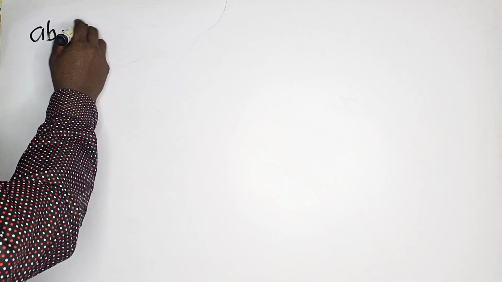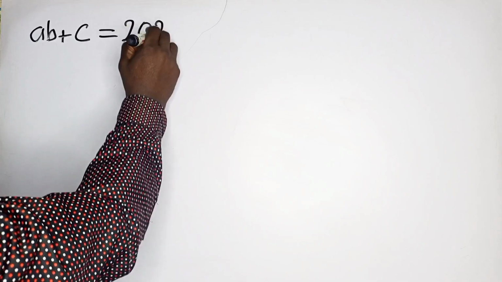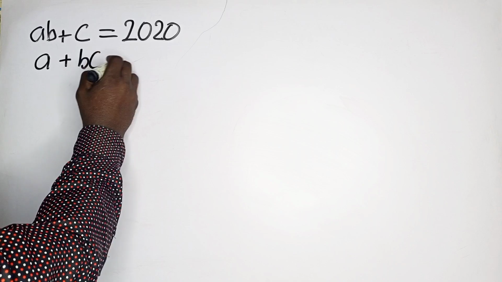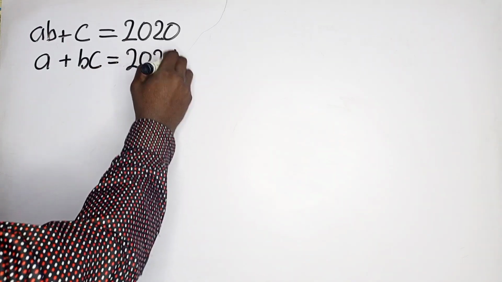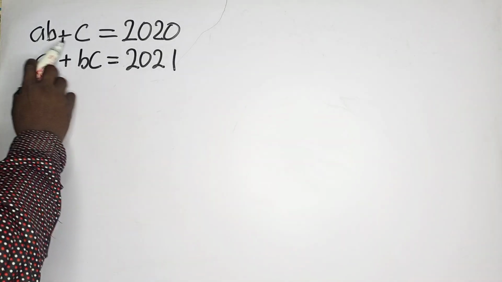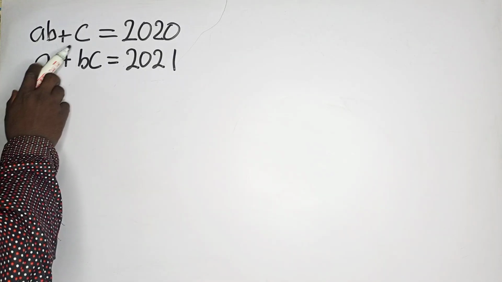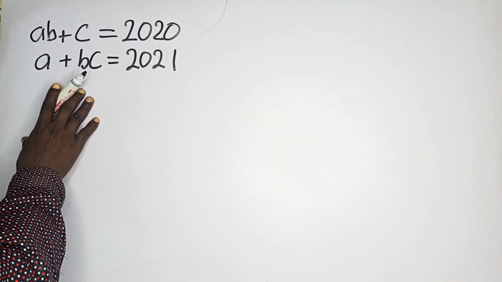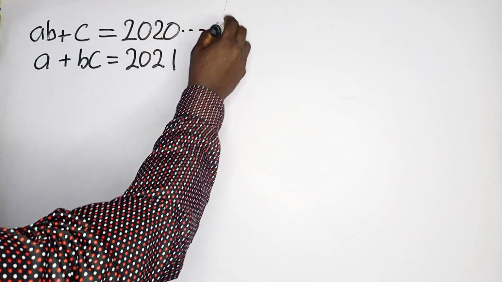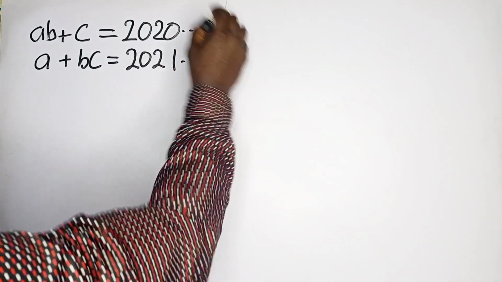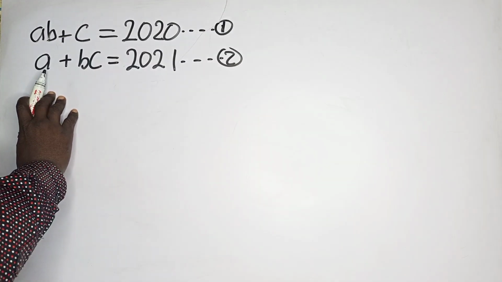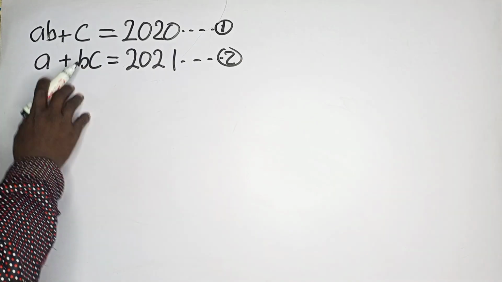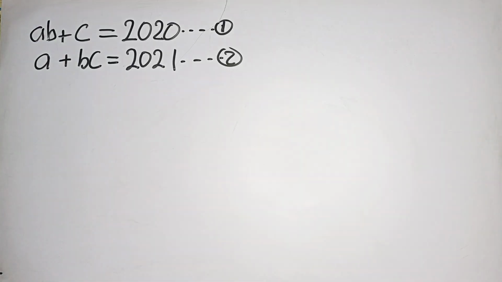ab plus c is equal to 2020. a plus bc is equal to 2021. On the left-hand side, we have a, b, c, a, b, c. It is not arranged in a uniform manner, but if we call this equation 1 and this equation 2, and look at it carefully, we can carry out some algebraic manipulation to obtain an expression on the left-hand side which can be factorized.